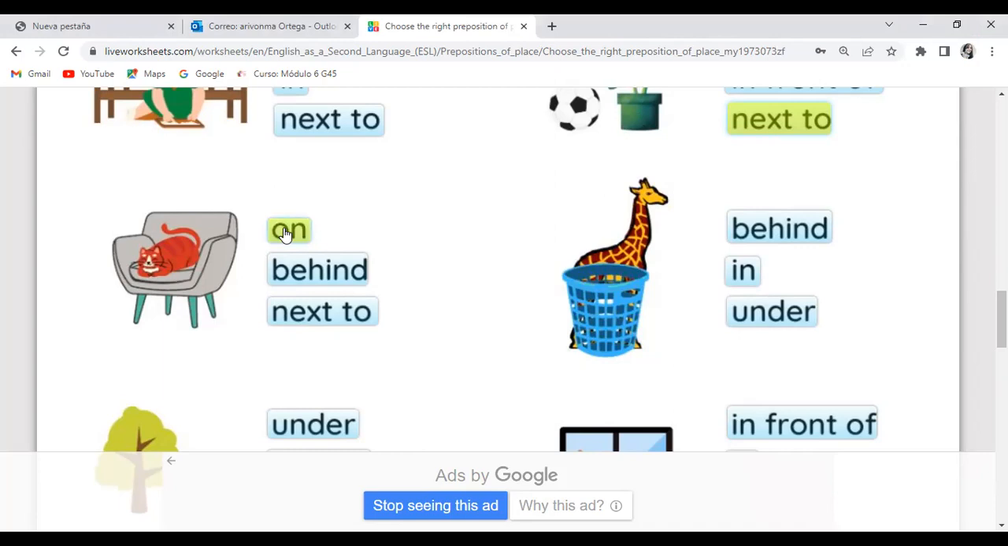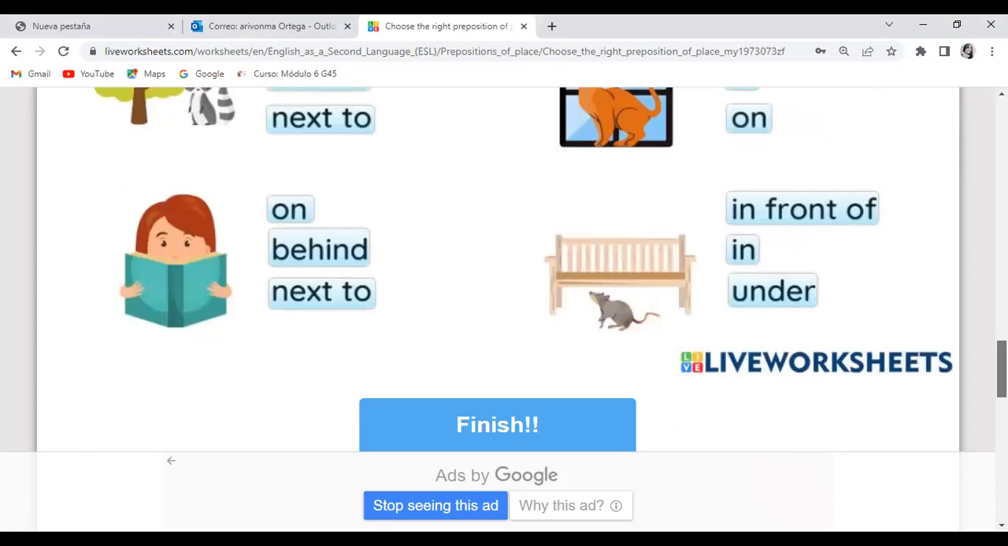Mom, have you seen my toy giraffe? And your mom says, yes, your toy giraffe is behind, in, or under the basket. The toy giraffe is behind. Yes, Adriana, it's behind the basket.